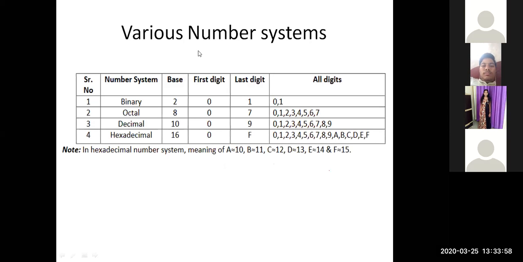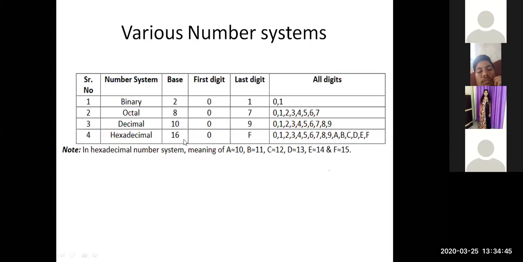So we know that there are different types of number systems, like binary number system, then octal number system, decimal, and hexadecimal. So in case of binary number system, we know that the base is 2 and the digits which we use in binary number system are 0 and 1. So similarly, there is an octal number system where the base is 8. The first digit used in octal number system is 0. Then the last digit is 7. And all the digits which we can see here are 0, 1, 2, 3, 4, 5, 6, up to 7. So this is an octal number system.